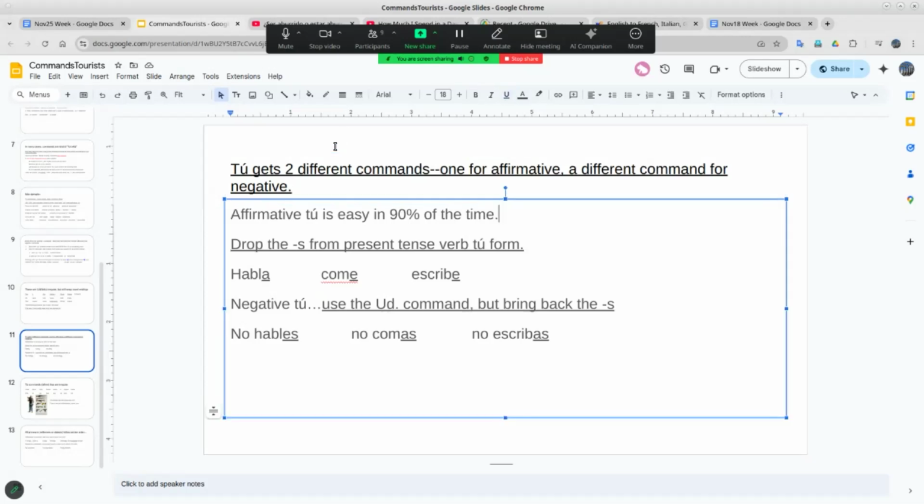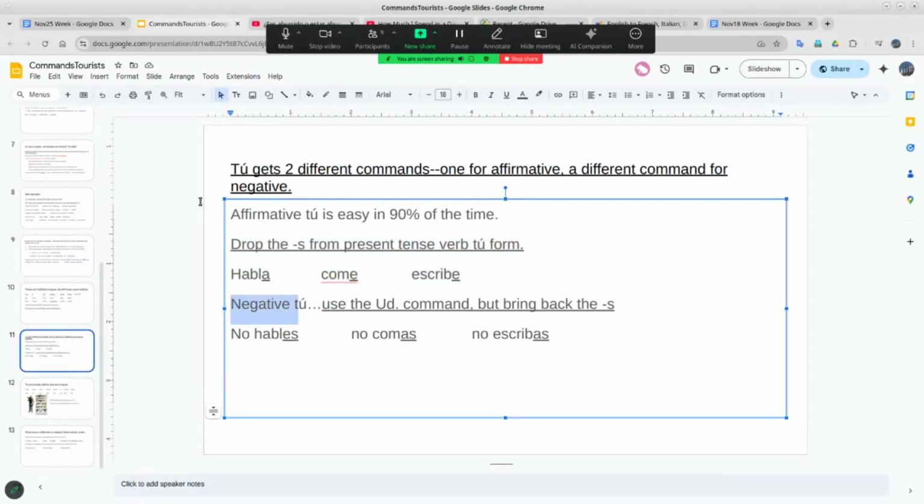All right. So 90% of the time, that tú command that's affirmative is easy because you just drop the S. Yeah. So we're going to look at affirmative commands here, right? Habla, just drop the S. Come, just drop the S. Escribe, just drop the S off the end. Yeah. Most verbs, most for go do it, for tú, obey that idea. Okay. Most. So you're going to see when it doesn't.